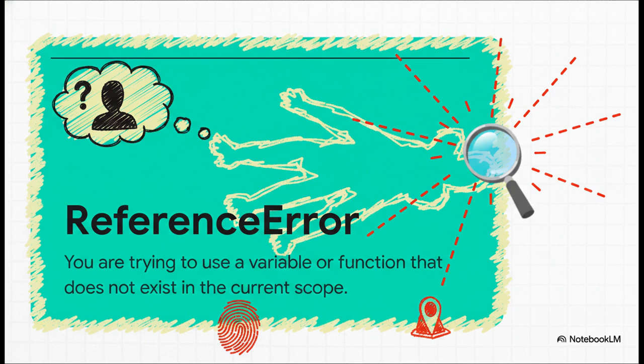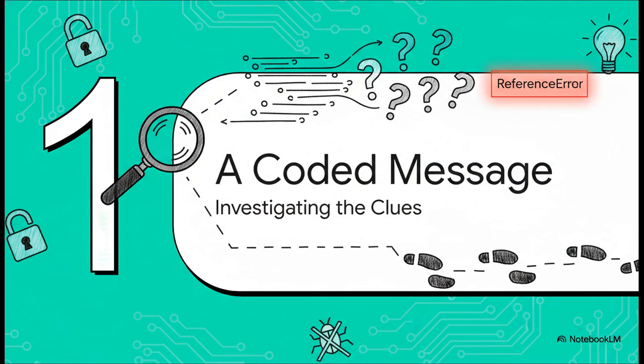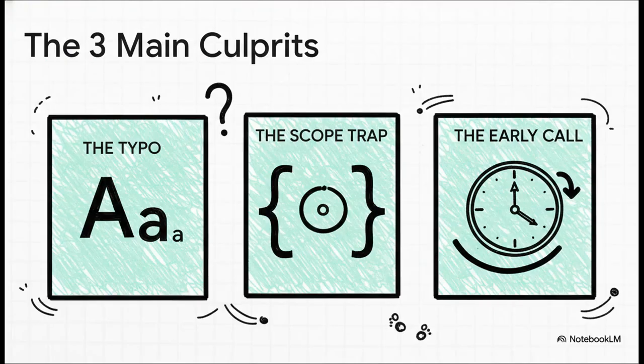Think of this definition as our crime scene. The error message is that first critical clue, and it's telling us a name, but we don't have a face for it just yet. This error isn't just random noise. It's a very specific message from our code. And just like any good detective, we're going to use this clue to track down the usual suspects behind this super common coding crime. Our investigation is going to focus on these three main culprits. First up, we have the simple but oh-so-sneaky typo. Second, there's the scope trap, where our variable is basically hiding in plain sight. And third, we've got the early call, a classic case of just bad timing. All right, let's hunt them down, one by one.